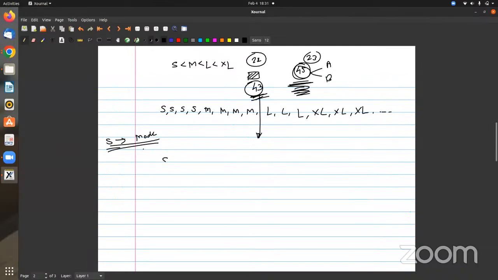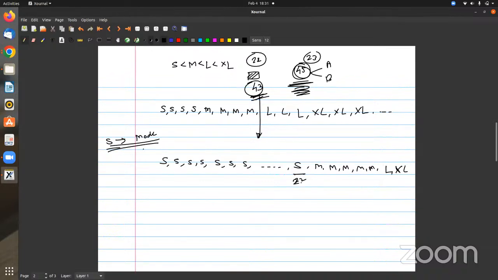Now let's suppose I'll talk about only 43 first. So what does that mean? I have all S jersey sizes until, let's say, the 22nd position. After that, it will start with M. I don't know how many M's there are, but whatever M's are there, that is there. And after that, it will have L and XL.